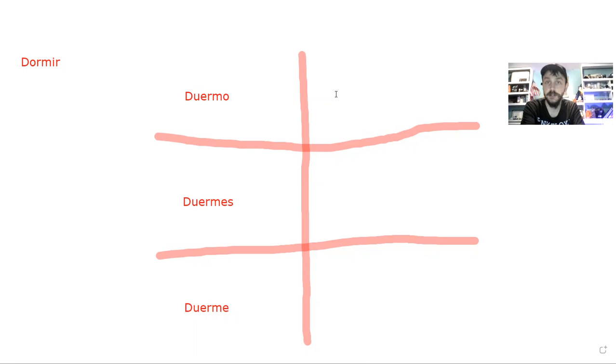Now, in the nosotros, nosotras form, you've got to be super careful here. There is no stem change here. It's just dormimos. See that? And in the vosotros form, I believe there's no stem change here. It's dormes. See that? I do believe it's dormes in the vosotros form, but I could be wrong.